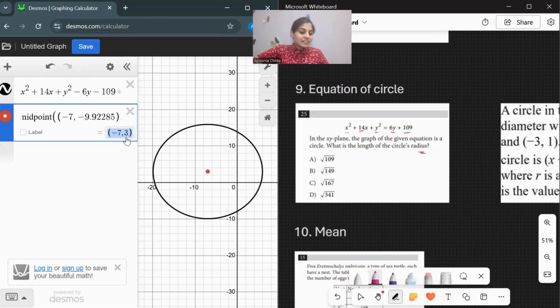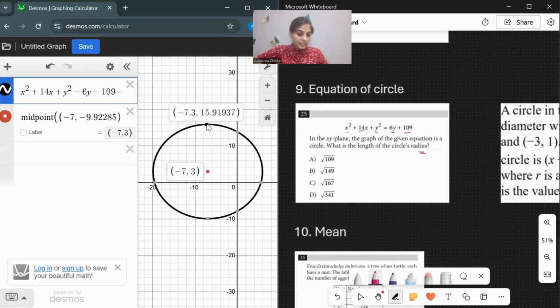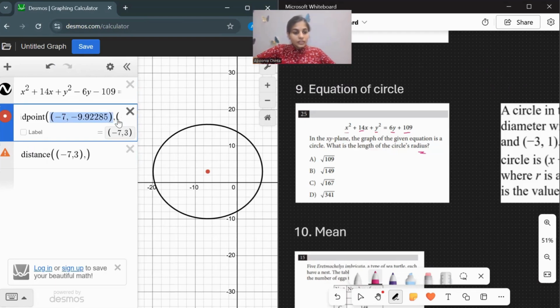Now I see that the midpoint is negative 7, comma 3. From this midpoint to any point on the circle, I can find the distance by using the distance formula. So I'll write down the distance of negative 7, comma 3, that is the center or the midpoint, to the other coordinate. Let's take this one, and just copy this and paste it over here.